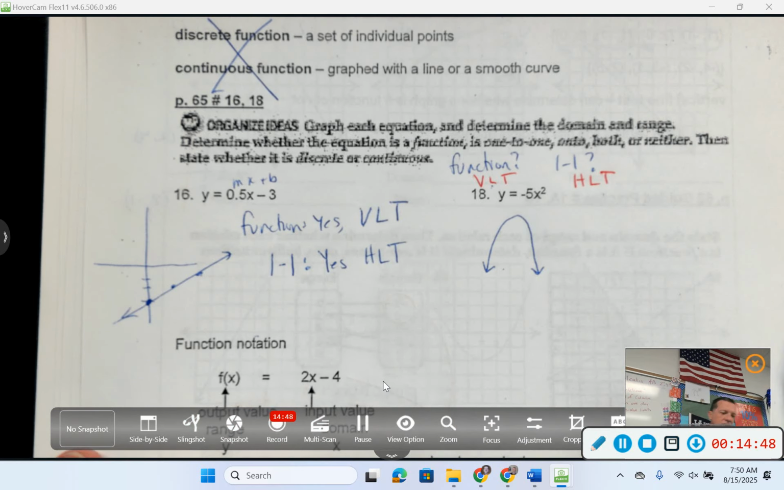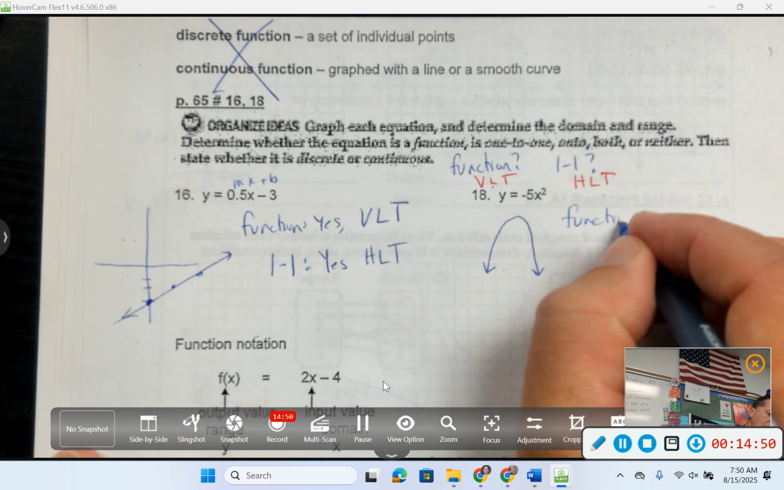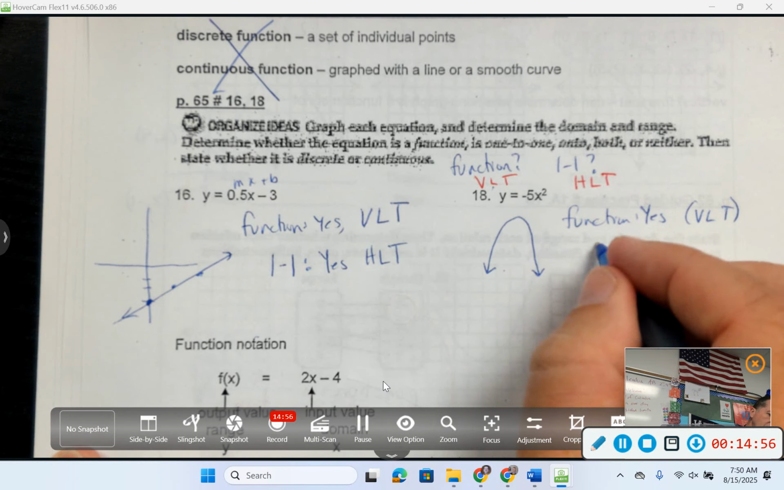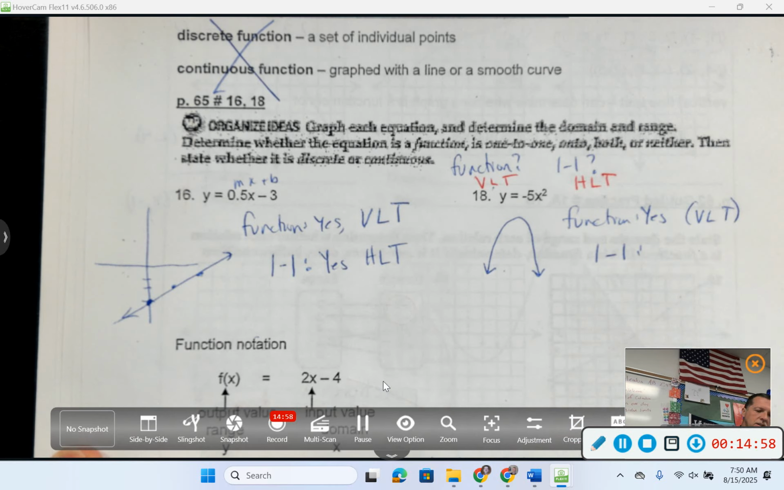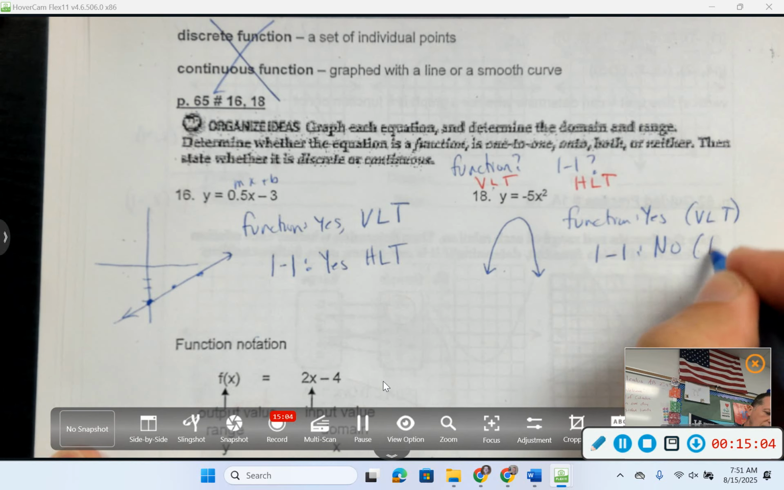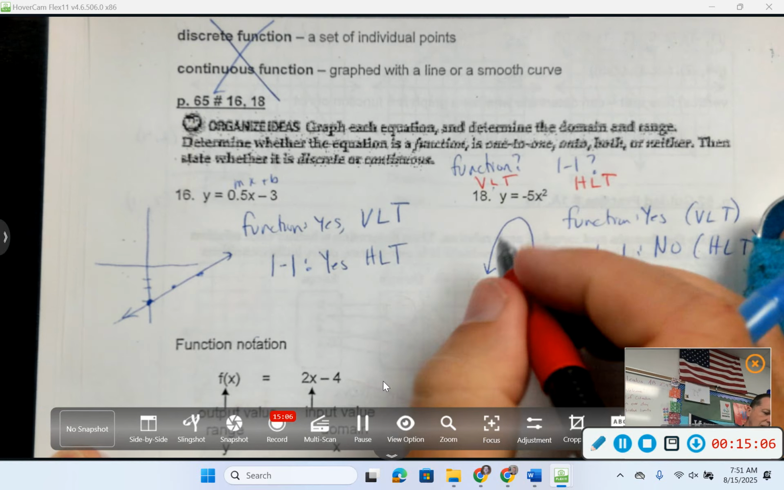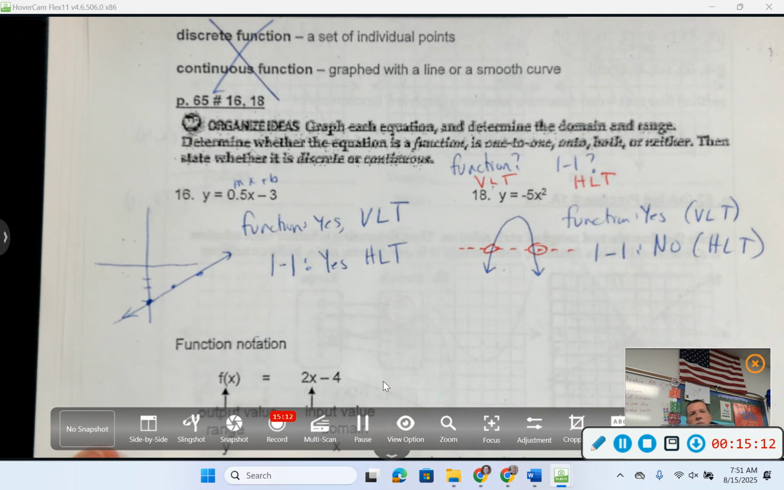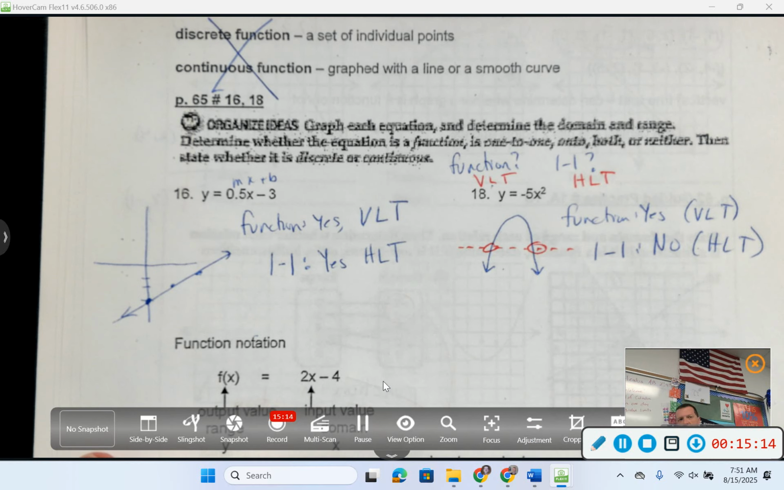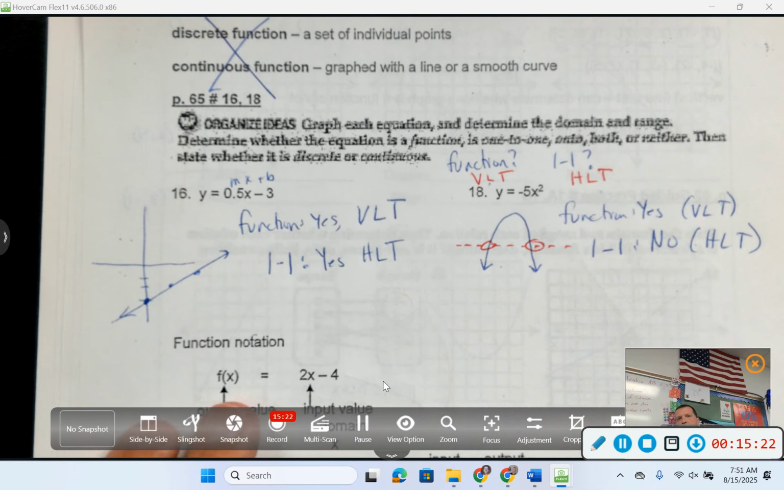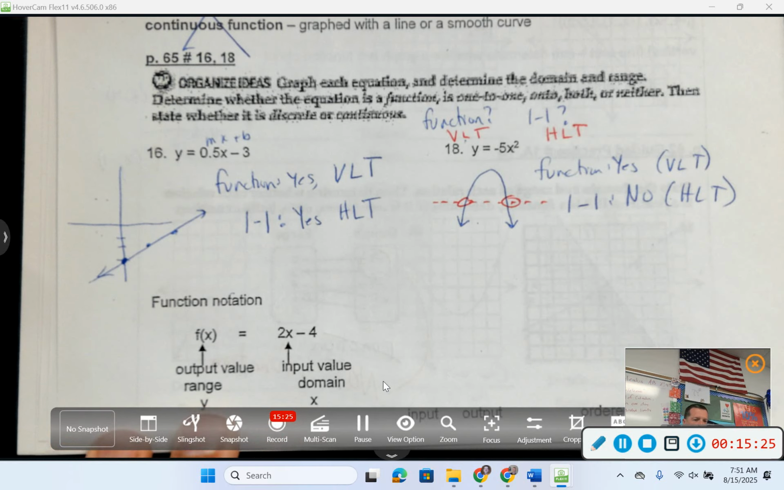So is that a function? Yes, because of the vertical line test. Is it one-to-one? No, it's a horizontal line test. It fails the horizontal line test. Right? Put a line right there. Crosses two places. So it is a function, but it's not one-to-one. You couldn't go backwards. If your output was whatever this y value is, you don't know what x value that came from. So functions and one-to-one.